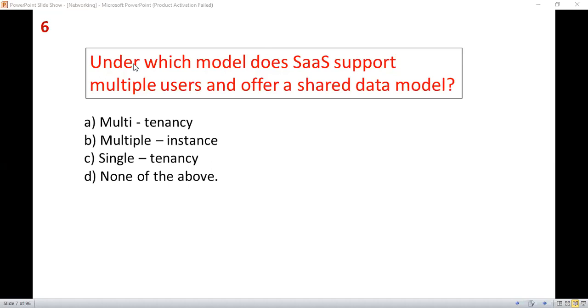So for question number 6, the answer will be multi-tenancy, option 1. Okay, the next question, now we can move.